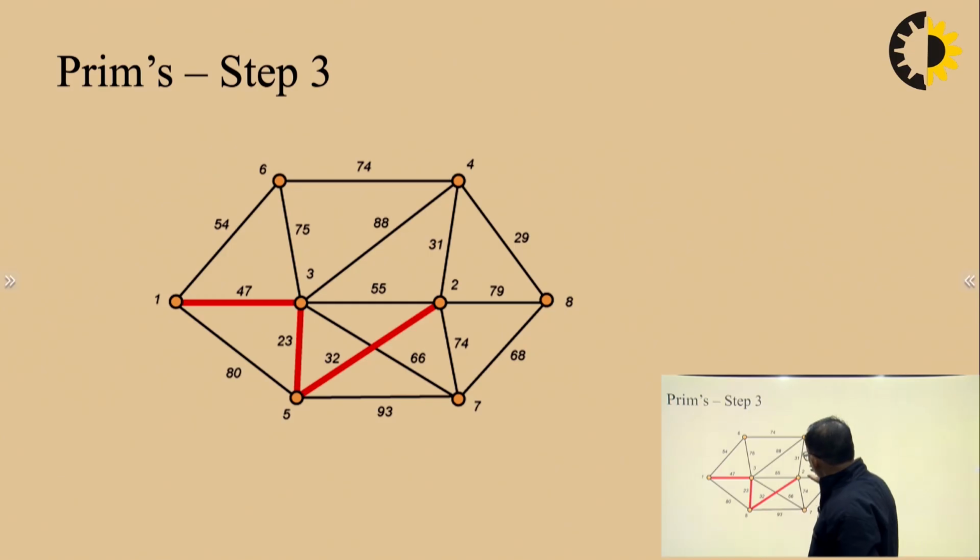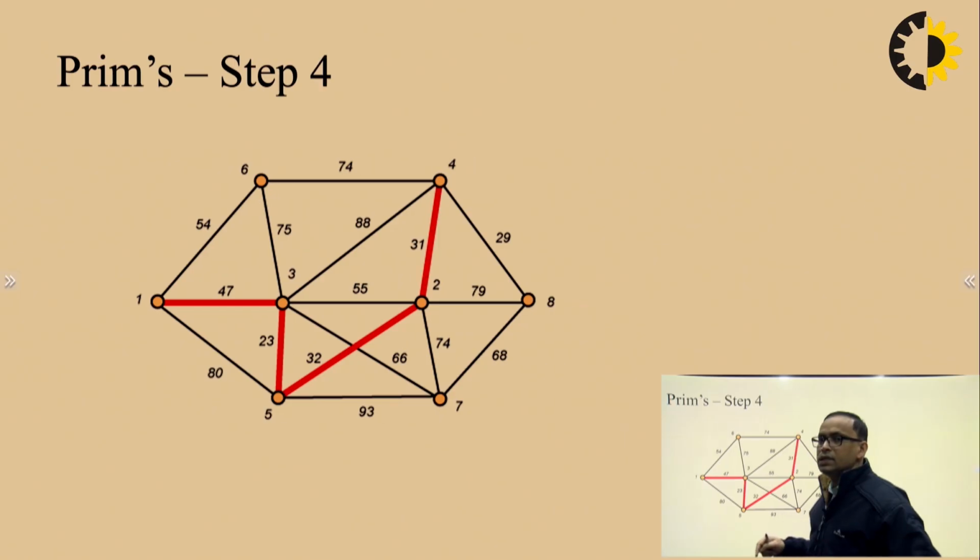So we will add this edge. By adding this edge, a new vertex is included in the minimum spanning tree, that is vertex 4. Now how many vertices are remaining? Vertex 6 is remaining, 7 is remaining and 8 is remaining. So in the next step, we will find the adjacent vertices of vertex 4.